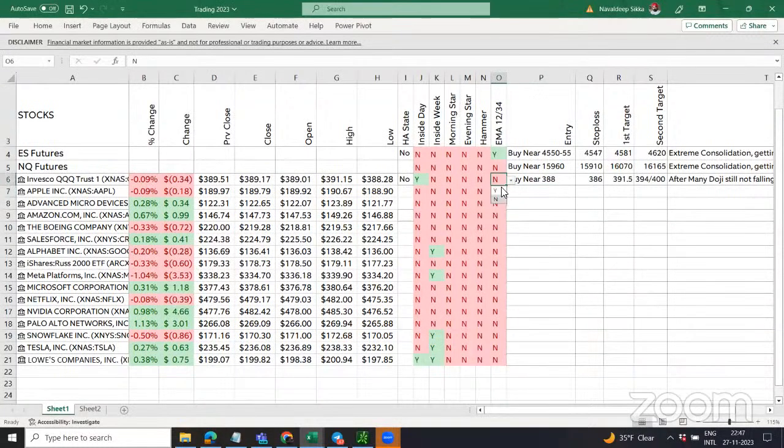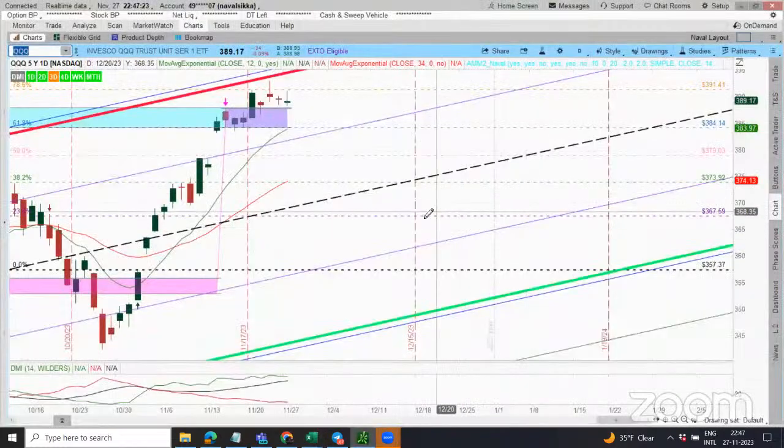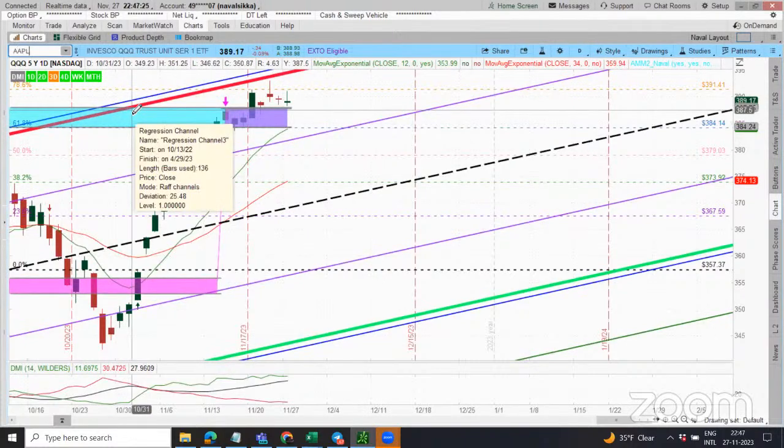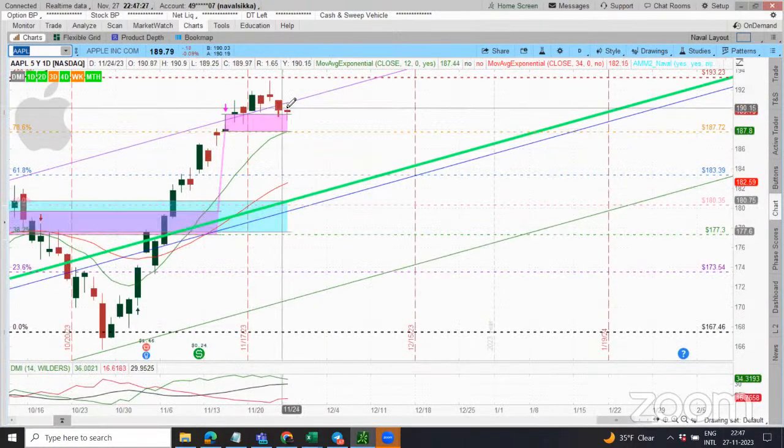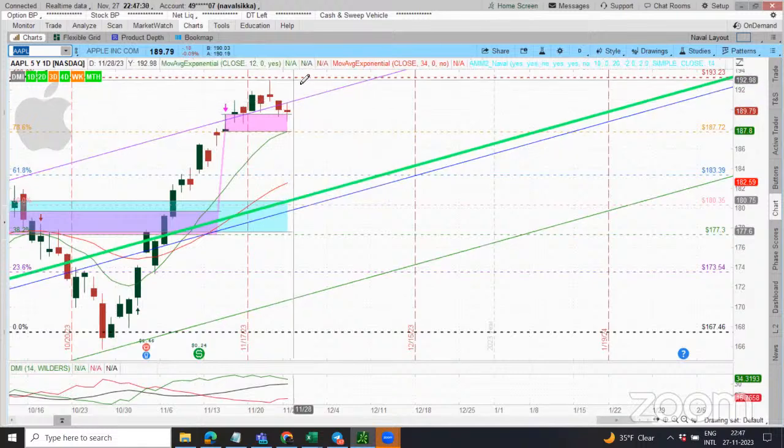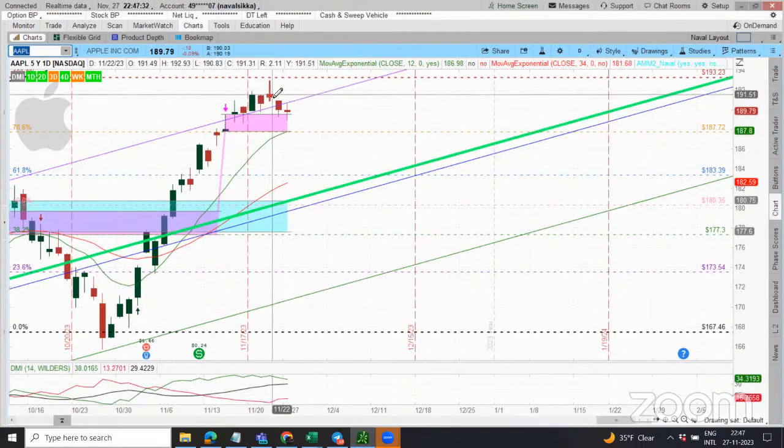So it's positive. For Apple, it is positive, and my stop loss is 187.70. Buy near 188. Well, I will say 189. For Apple, target is 190.50, 193.25.